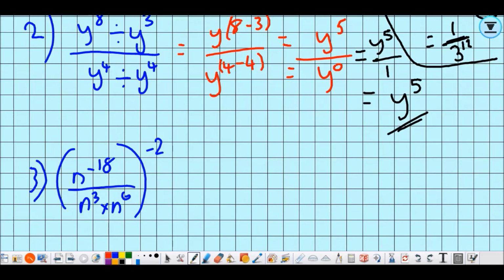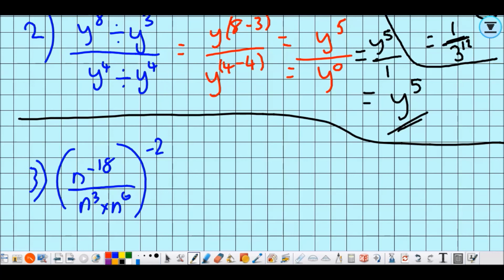Part 3. Again, it looks complicated. We've got n to the negative 18 over n to the power of 3 times n to the power of 6, all raised to the minus 2 power. So again, we're just going to do it part by part. N to the negative 18, I'm going to leave that for the time being, and you'll see why in a second. If we've now got n to the 3 and it's times in, so I'm going to add the two powers together. That simplifies to n to the negative 18 over n to the 9.